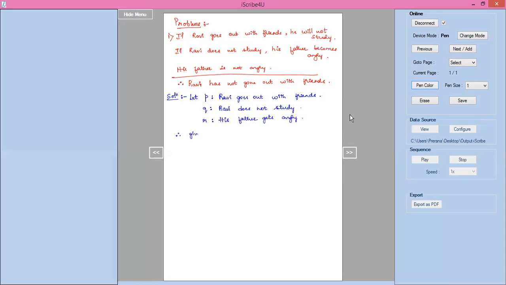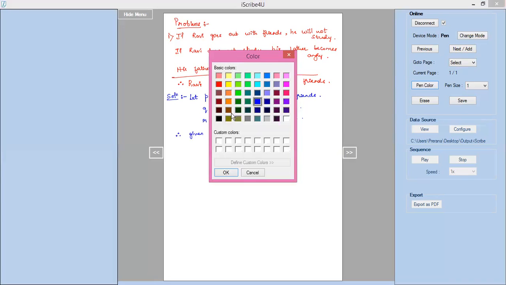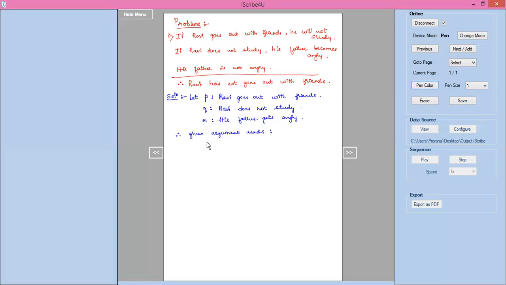Therefore, the given argument can be rewritten in this form. First sentence says that if Ravi goes out with friends, he will not study. That is P conditional Q. Ravi goes out with his friends is denoted by P. Ravi does not study is the proposition denoted by Q. So first one is of the form if then. So we have to write it down in the form of a conditional. So first one reads the statement as P conditional Q.